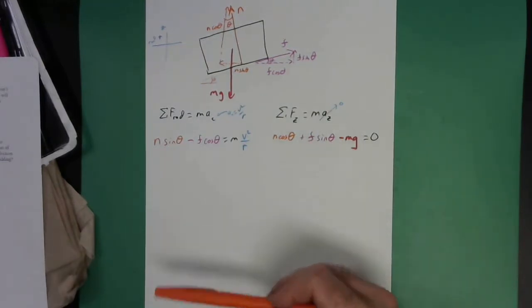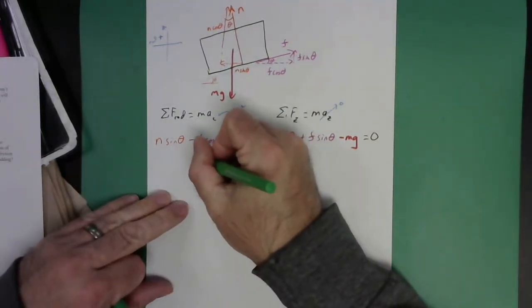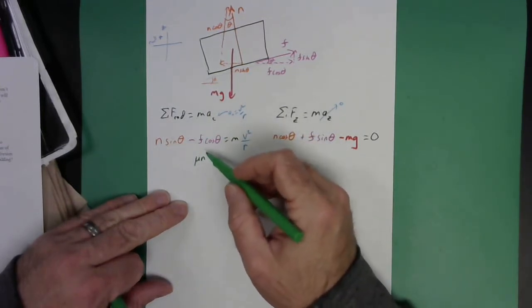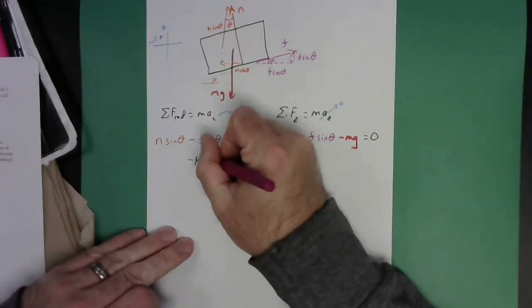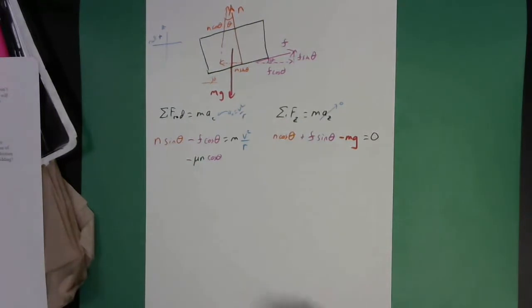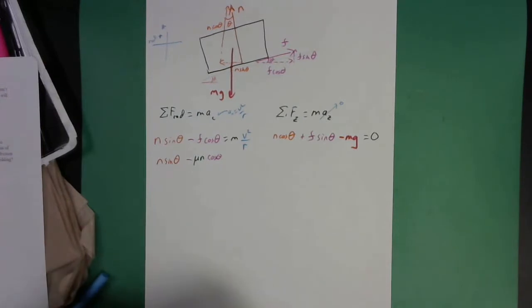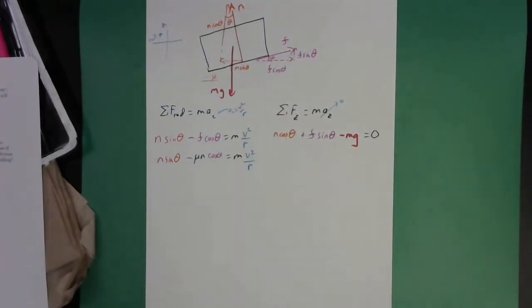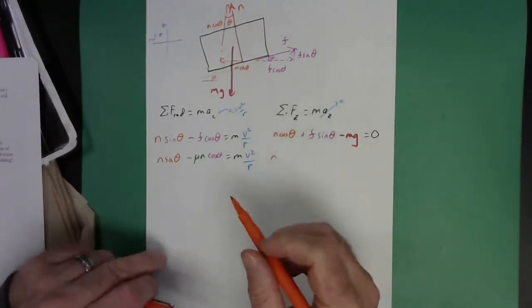We know the formula for friction, so I'm going to substitute that in. Where it says friction, I'm going to say mu N. I can get away with that in the static case because we're at the limit. It's at its maximum when it's equal to mu s N. So I'm going to substitute that in there. Okay, going on the other side.